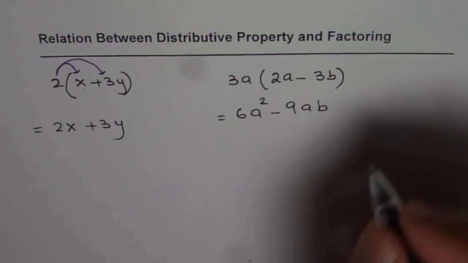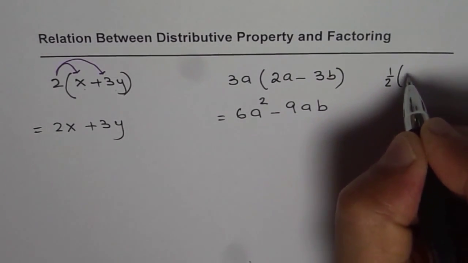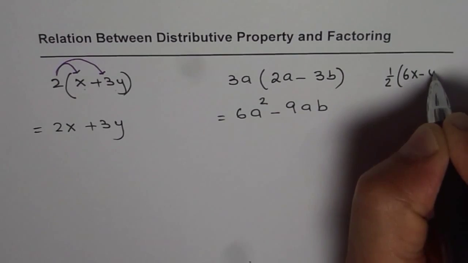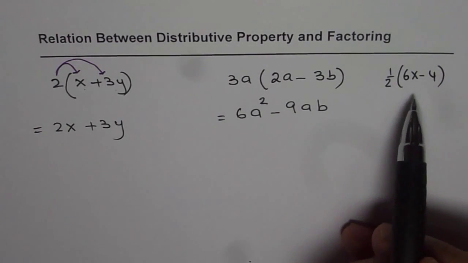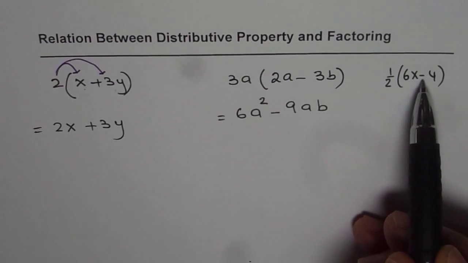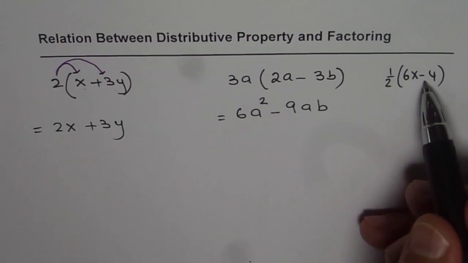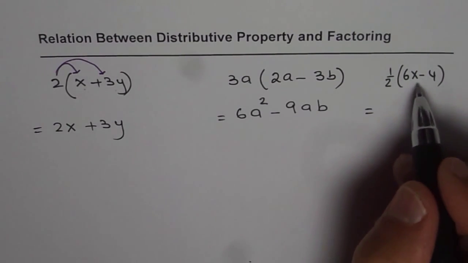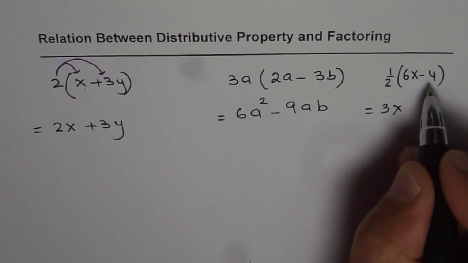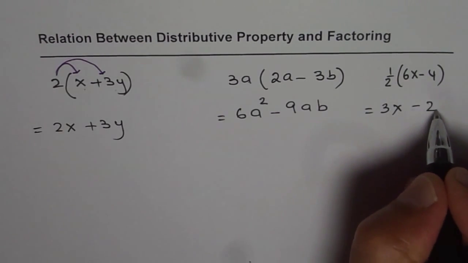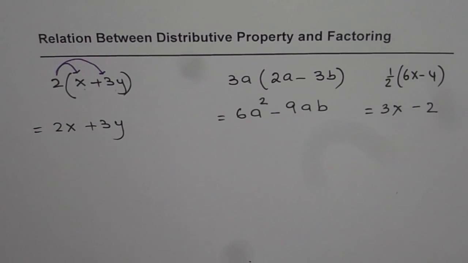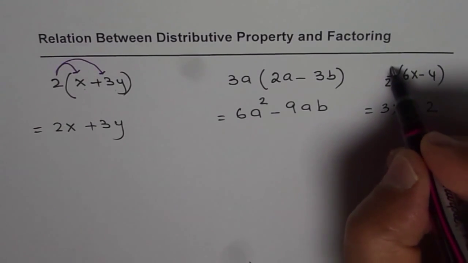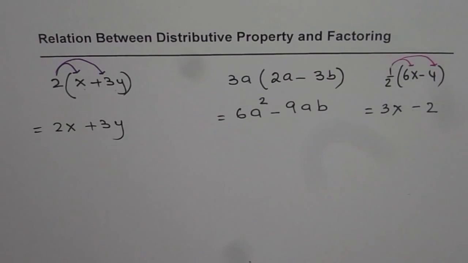Now let's take one more example, and let us say we have half times 6x minus 4, right? So when you do distributive property, you need to multiply 6x and minus 4 by half. That means divide these by 2. So what do you get? 6x divided by 2 or multiplied by half is 3x, and minus 4 divided by 2 is minus 2. So that step which we have done here is distributive property. So we multiplied both the terms inside the bracket by the term outside the bracket. So that is what we understand by distributive property.